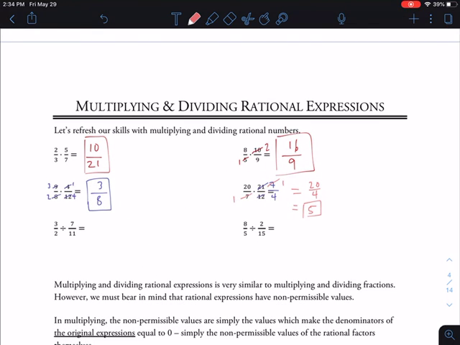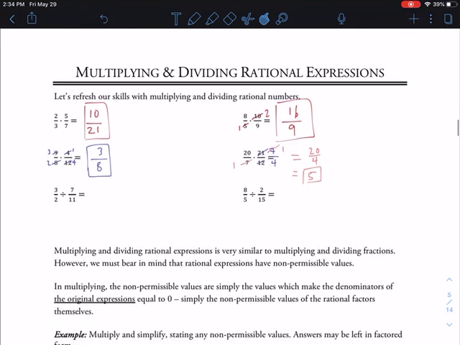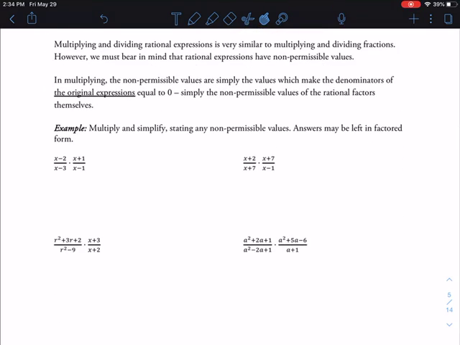Okay, so why am I talking about all this stuff? Cross-canceling and so on. That's because when I multiply and divide rational expressions, it's very similar to multiplying just rational numbers or fractions. So the only major difference is that we just need to keep in mind that there are NPVs, non-permissible values for rational expressions. So when we multiply, we're again going to look at what are the denominators in both of the fractions, and then what are the values that would make the denominator 0. So same as when we did the simplifying lesson last video.